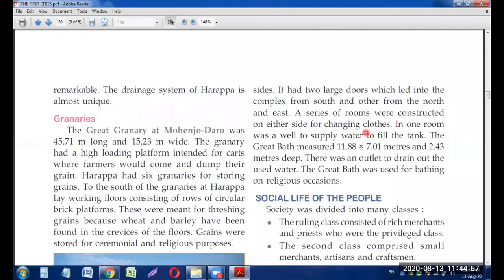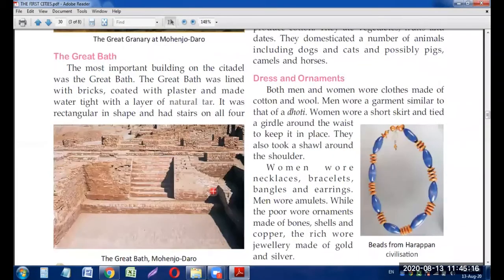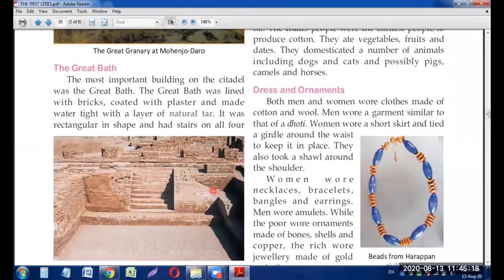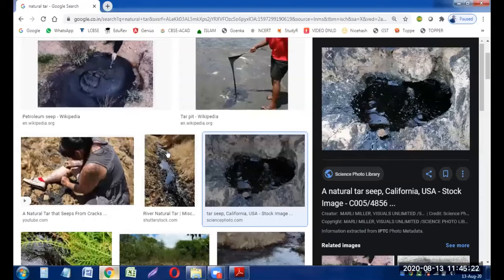A series of rooms were also constructed. They kept in mind changing clothes after or before taking a bath. So for changing clothes, they constructed a series of rooms, a lot of rooms. Let us find the rooms in the image. Can we find the rooms in the image? No, there are no rooms in the image. Then we can Google it. We can Google the Great Bath.